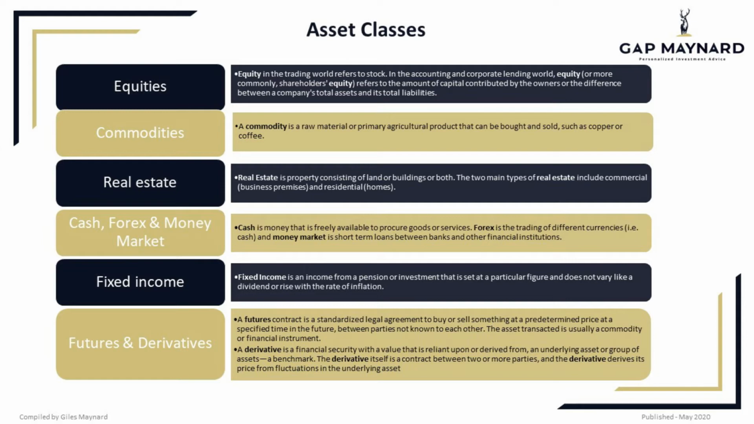Fixed income. Fixed income is an income from a pension or an investment that is set up at a particular figure that does not vary or is unlikely to vary and will rise with inflation. So some good examples of fixed income would be life or living annuities. That's one example of fixed income. And then when you get a little more technical, you can talk about government bonds, i.e. debt of governments, or even corporate bonds, which are the debt of big companies.